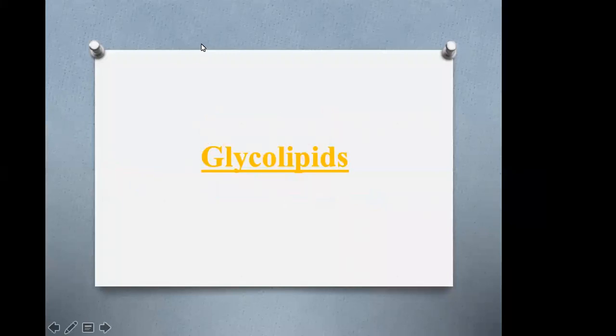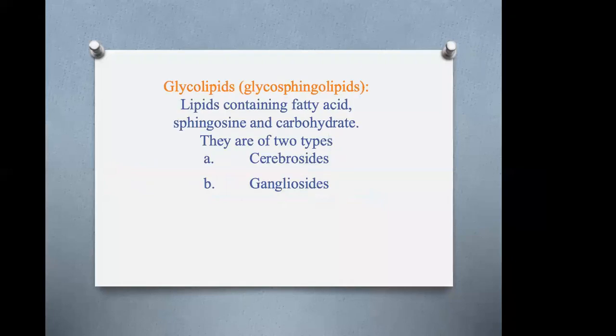Now, the other group here comes as glycolipids. It is a lipid containing a fatty acid, and the other group is sphingosine, and the X group here is carbohydrate. Depending upon this carbohydrate, we further divide glycolipids into cerebrosides and gangliosides.